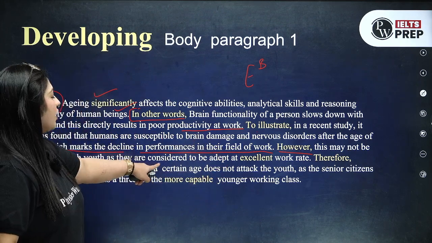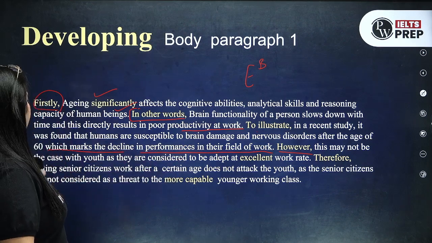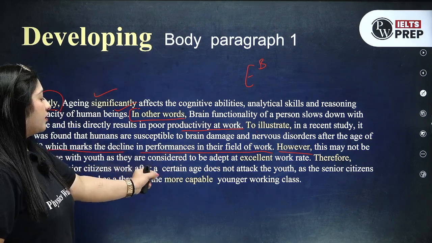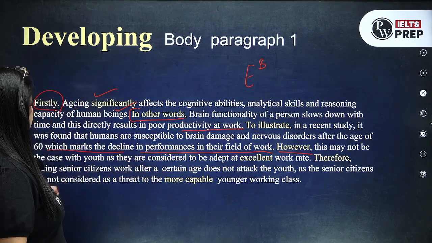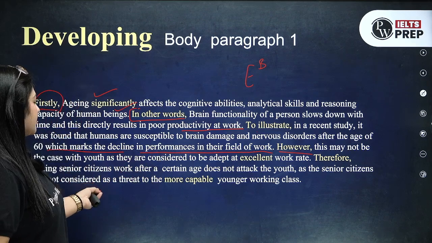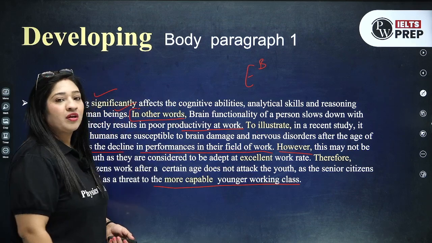Youth, as they are considered to be adept with an excellent work rate, therefore letting senior citizens work after a certain age does not attack the youth, as the senior citizens are not considered a threat to the more capable younger working class. So can you see that?